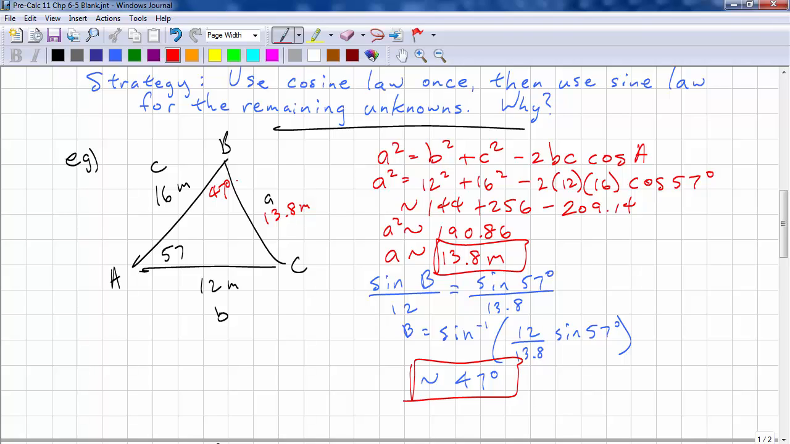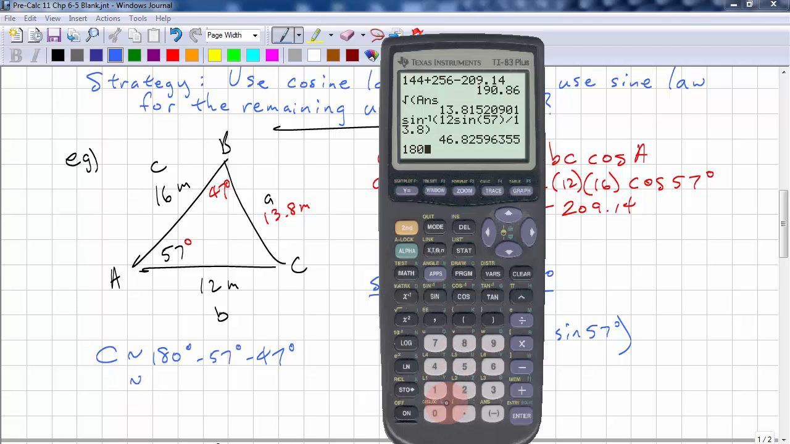And do we need to use the sine law again here? No, we have two angles, so it's best to just use the property of the triangle. That's 180 degrees minus 57 degrees minus 47 degrees. So that is approximately 180 minus 57 minus 47, 76 degrees.